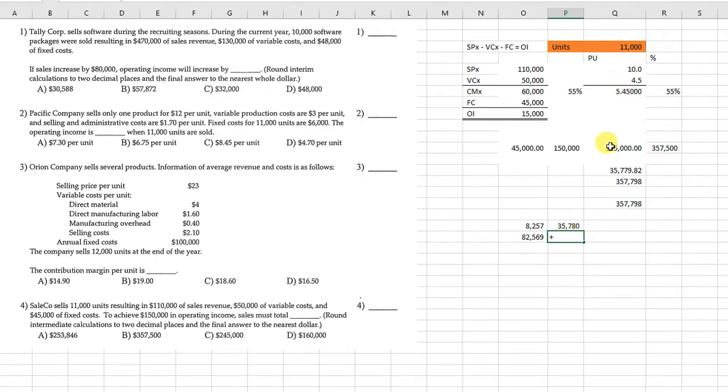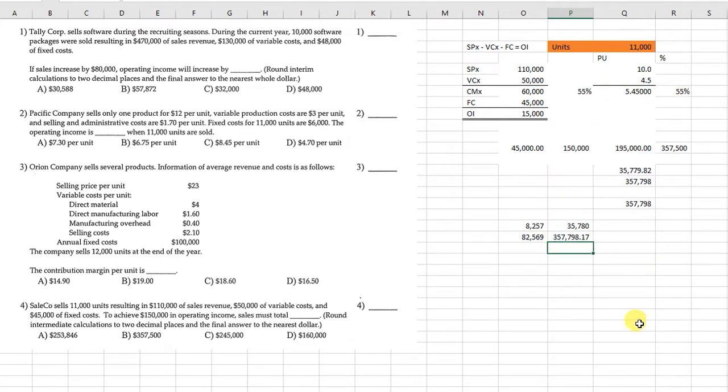Or I could take it, whoops, let me do it right, 195,000 divided by 55% to get my 357,798. Okay, and so basically all I'm doing is fixed cost divided by contribution margin. Hope it helps.